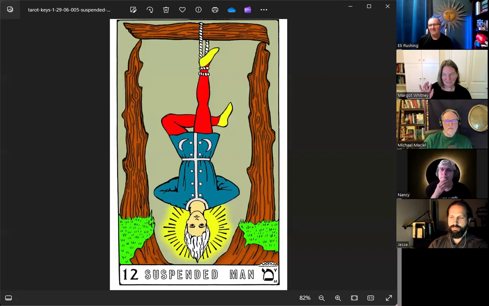I like shiny objects, though, I will say. Yes. The shiniest object here is the sun behind the suspended man, which reminds me of Michael's teachings of what is behind us, that love, that light. Our shield is love. It's what protects us.